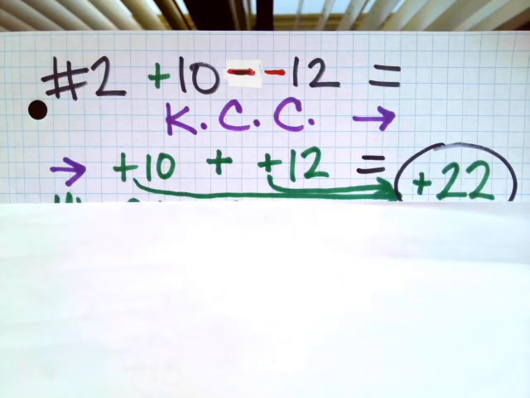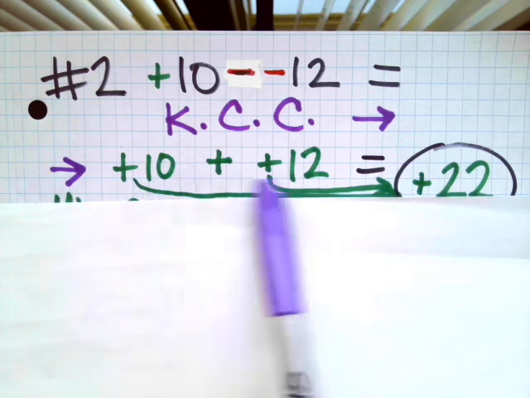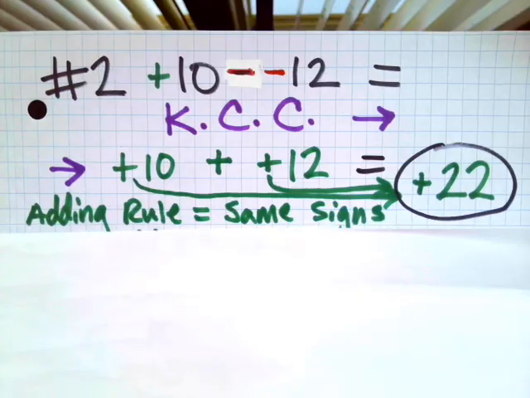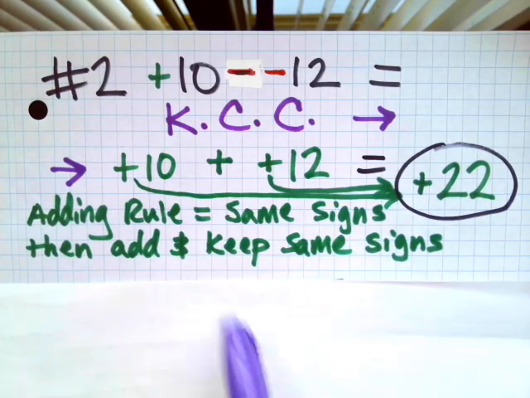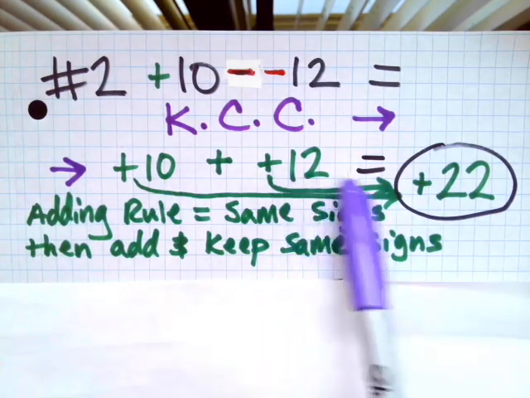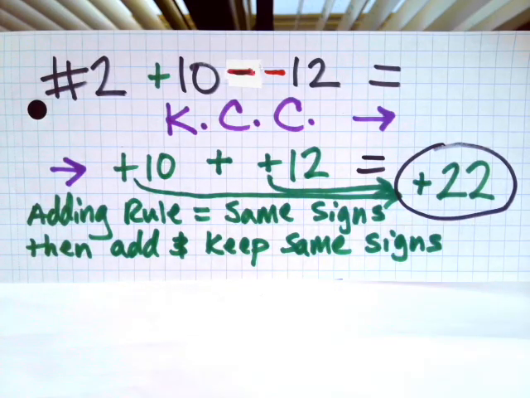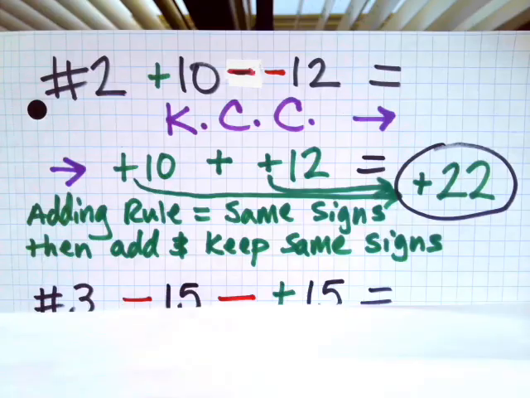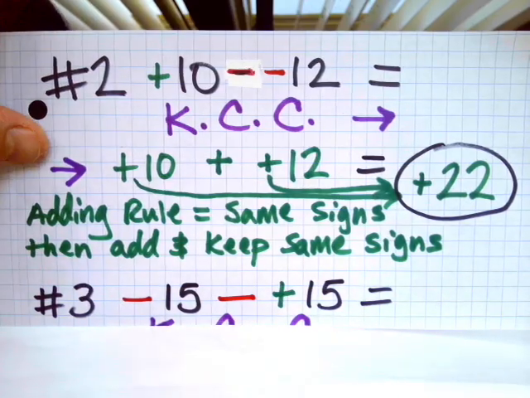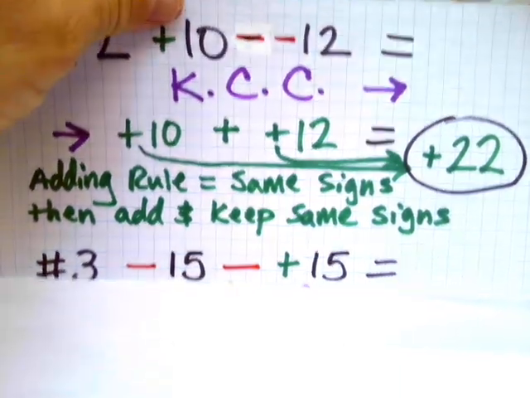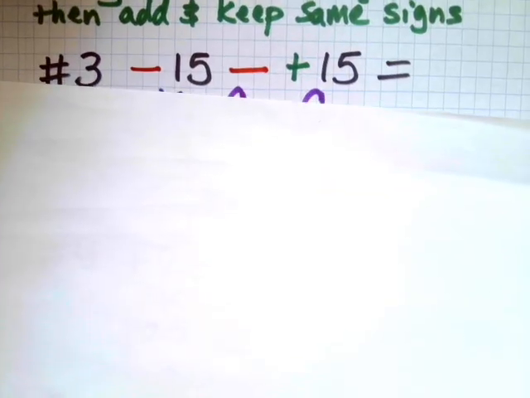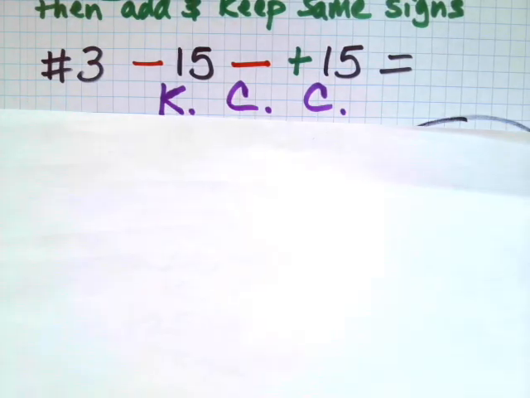Now, you can see here, it's addition rule. Remember, same signs, add and keep the sign. 10 plus 12 is 22. Keep the sign because they're the same signs. They're both positive. The answer is a positive 22. If I'm going too fast, go ahead and rewind, pause, do whatever you need to do to get that good understanding. Number 3.